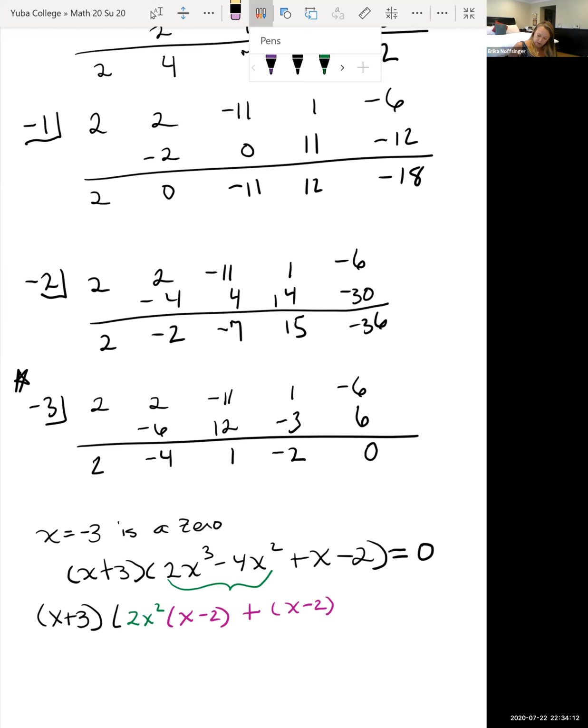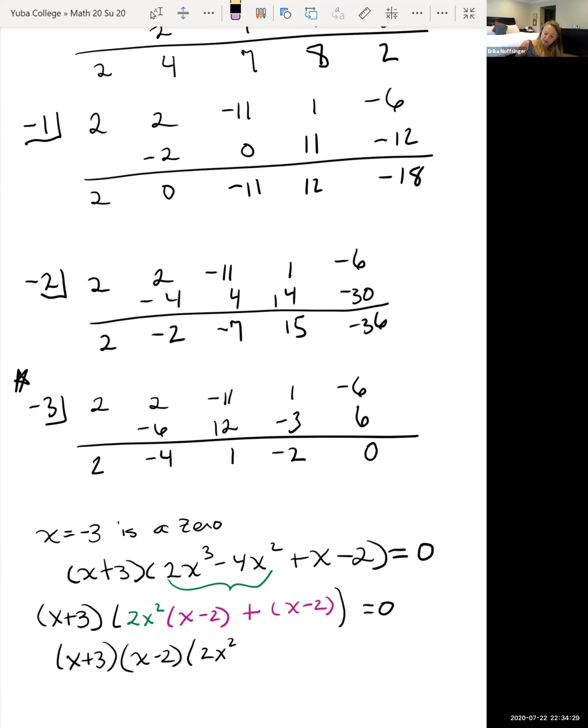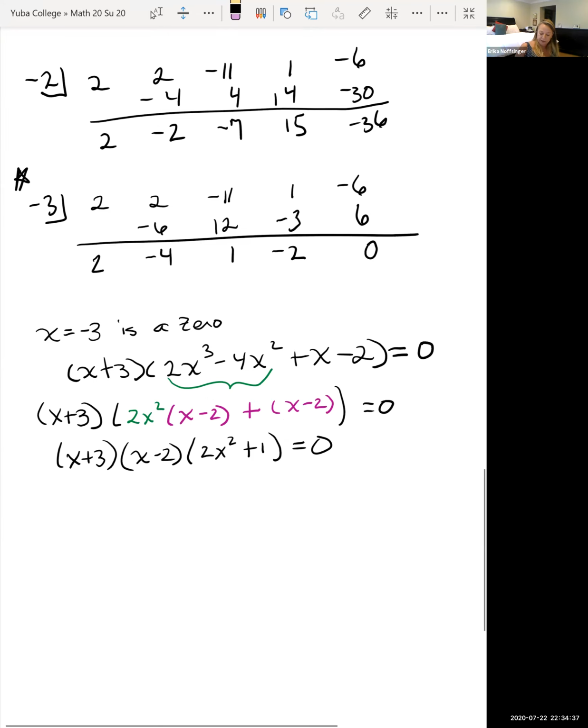Is equal to 0. So we have x plus 3 all times, well, let's factor out that x minus 2 piece. If you pull out x minus 2 from this piece, you're left with 2x squared. If we pull out x minus 2 from this piece, we're left with plus 1. So we're looking at finding the zeros of this polynomial.